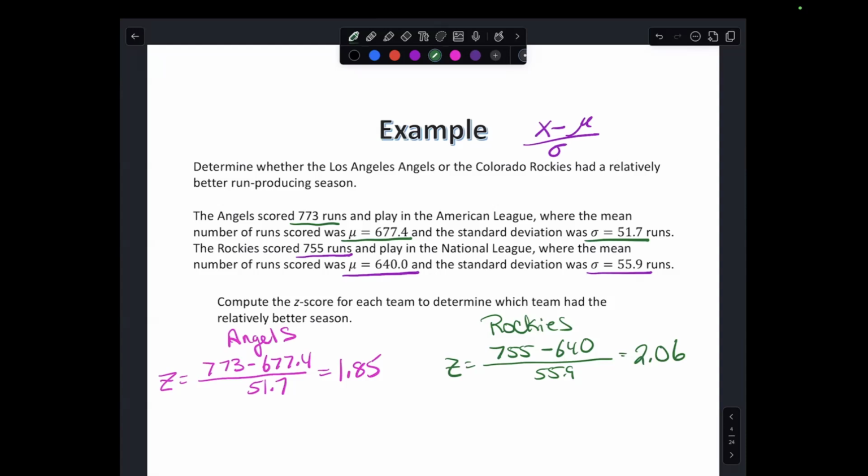The Rockies, on the other hand, their z-score is 2.06. So their z-score shows that their year was an outlier. They did a really great job. Even though the Rockies scored fewer runs than the Angels, their z-score is higher. So compared to the mean, they did better. They did a better job relatively than the Angels did. The Rockies' z-score is 2.06, the Angels' 1.85. So the Rockies had a better season.